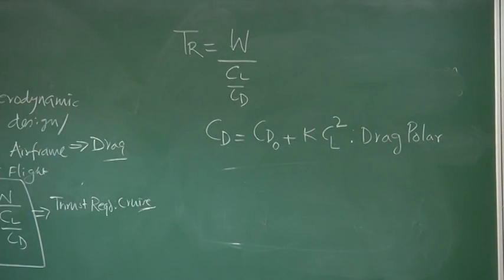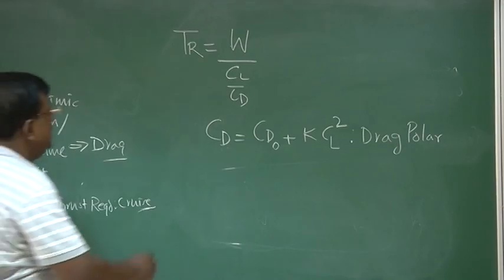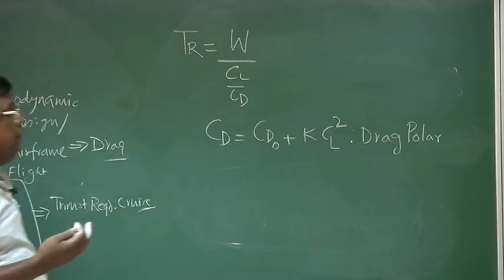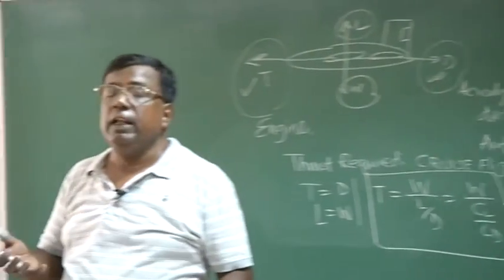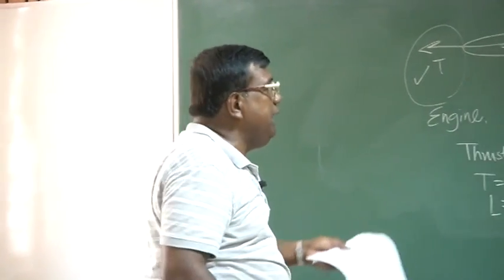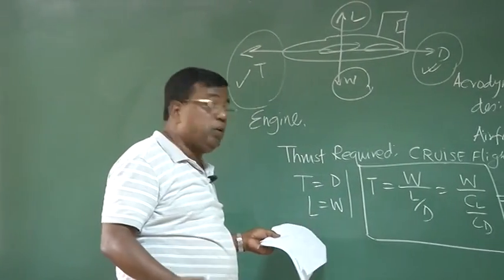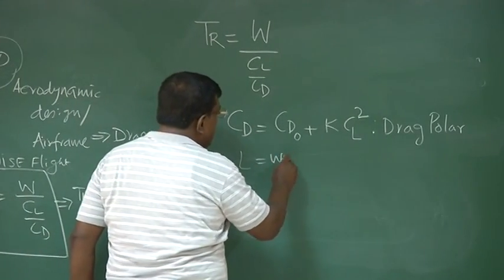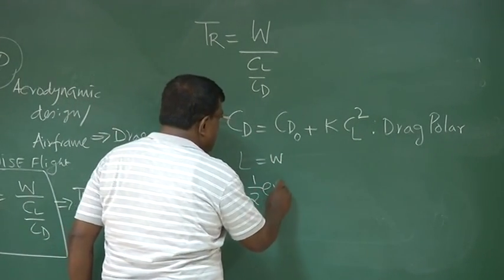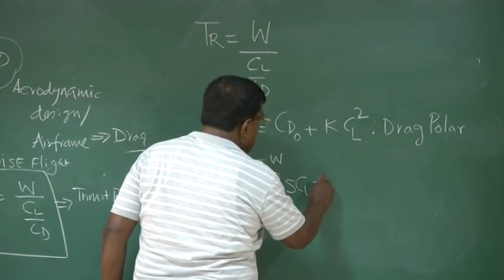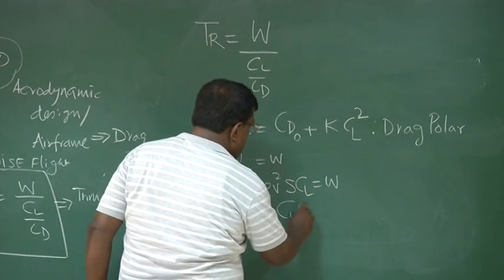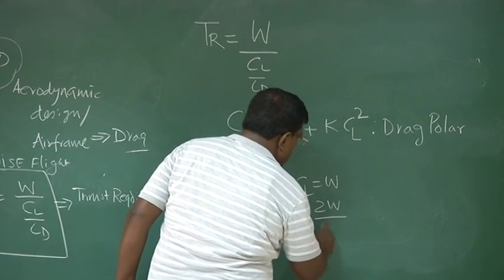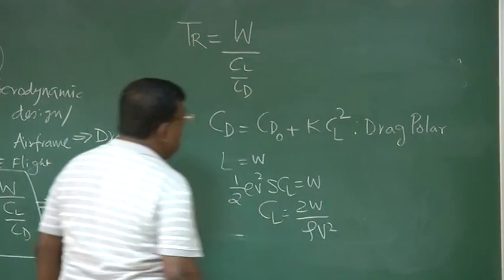How do I get CL? Who will give us the CL? Why do we need a CL? I need a CL to balance the weight, right? So where do I get the value of CL from? How much CL is required? That is from lift equal to W. So I know half rho V square S CL equal to W. So I know CL equal to 2W by rho V square S.